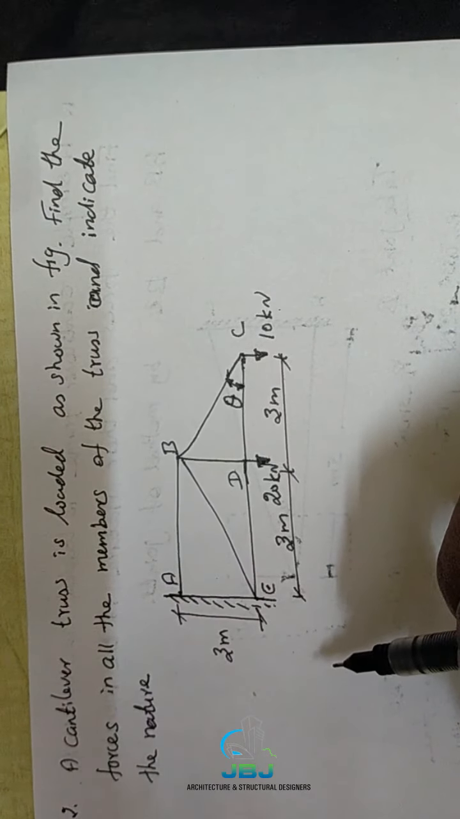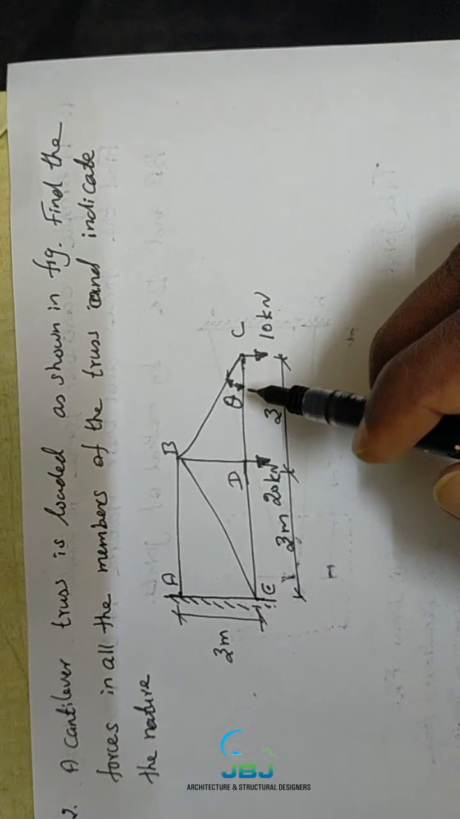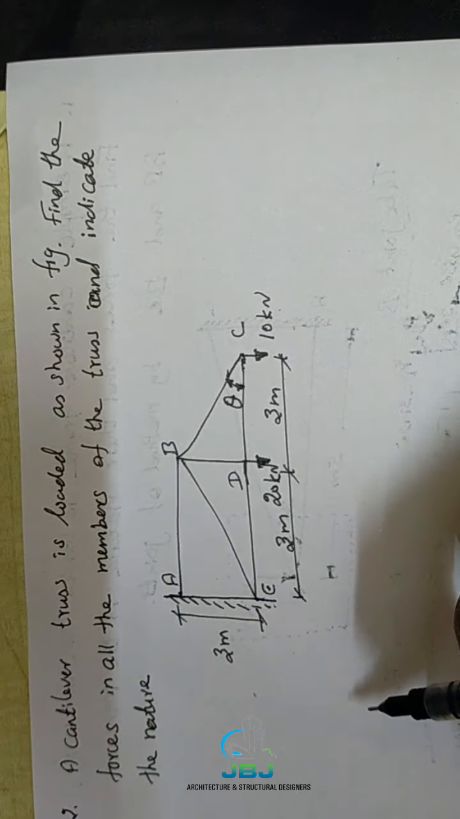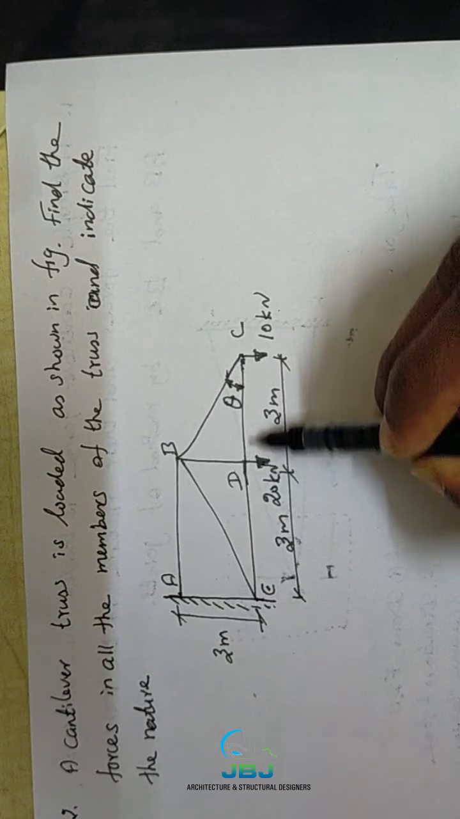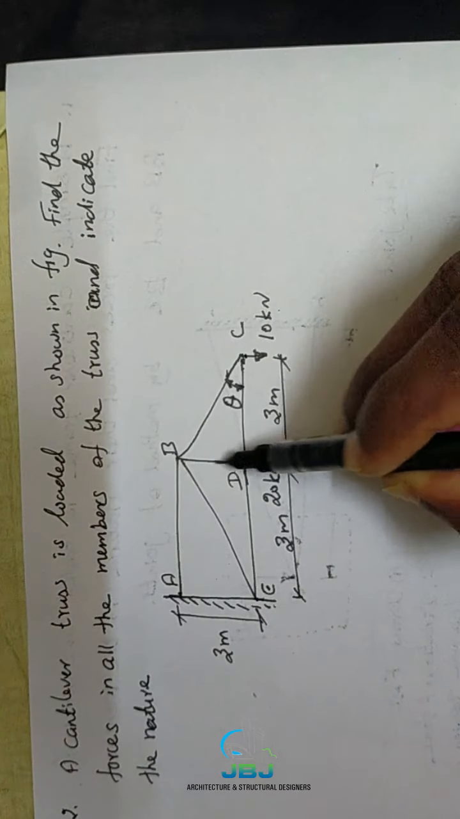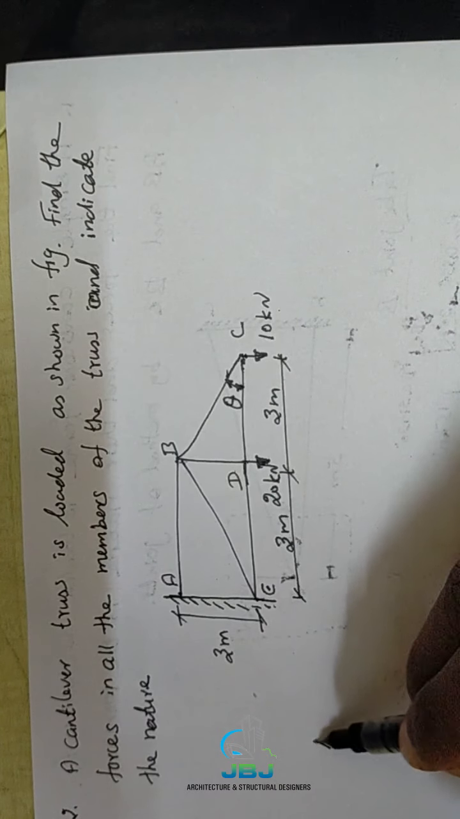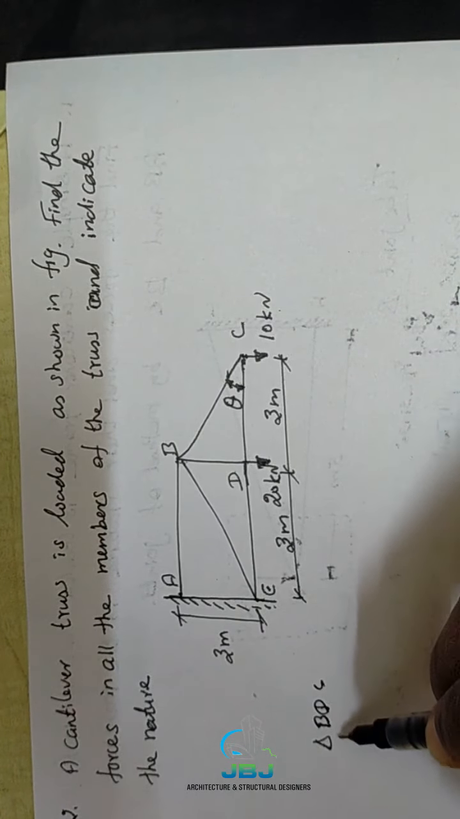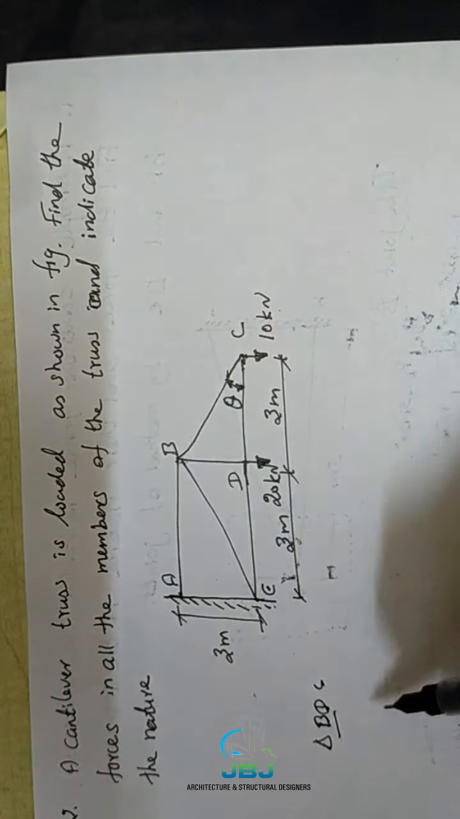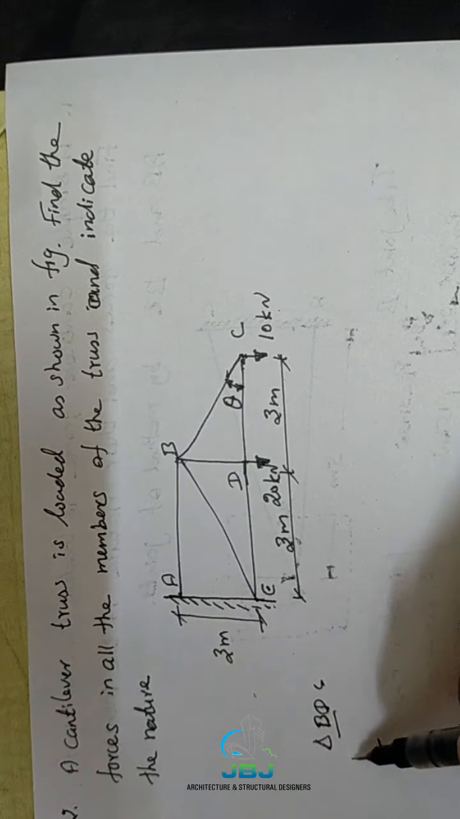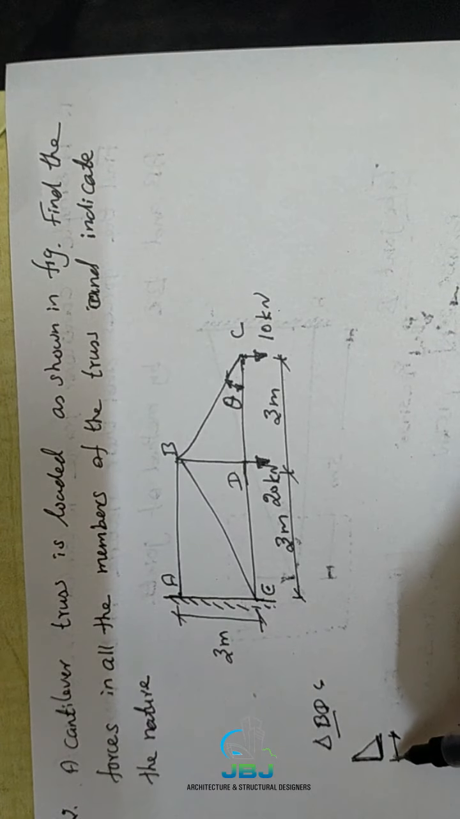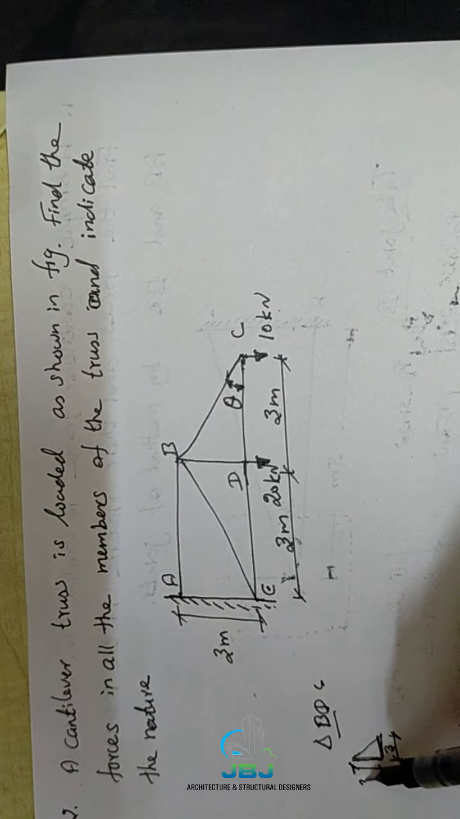Then what we are going to do is find the angle of inclination of this inclined member. How can we find it? We know the length of the member and also the height of the member. Just take the triangle BDC, this right angle triangle. If you want, it is better to draw it like this for your reference. Here we know the length of the member is 3 meter, and here also 3 meter.